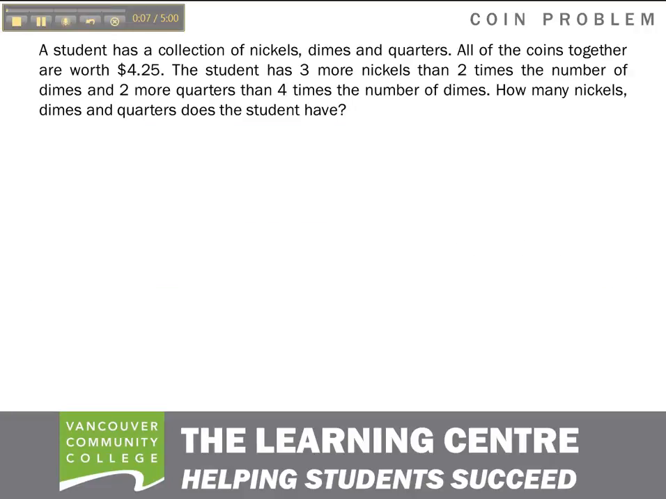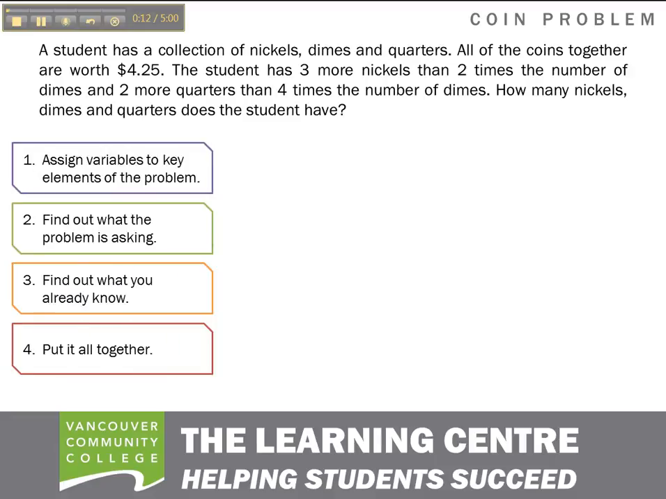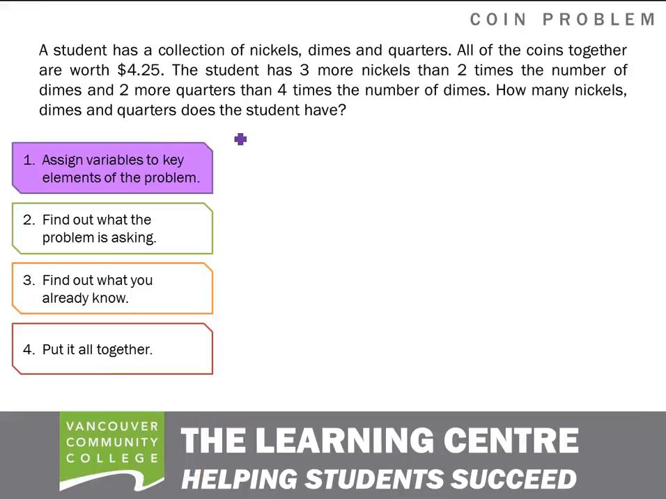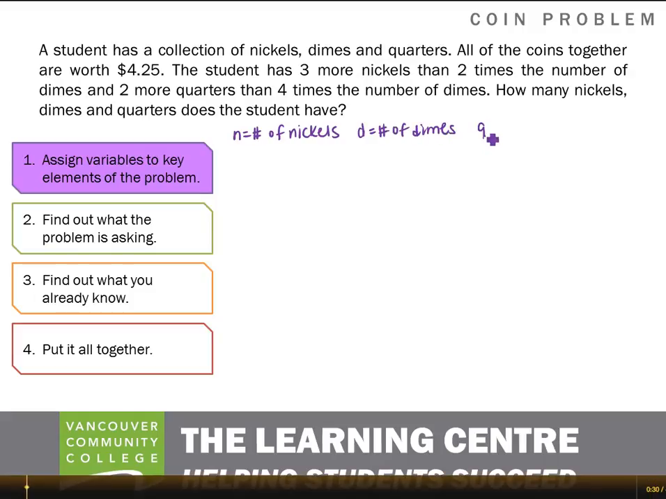To solve a question like this, we can follow 4 steps. The first is to assign variables to key elements of the problem. In this case, we can assign n as the number of nickels, d as the number of dimes, q as the number of quarters.